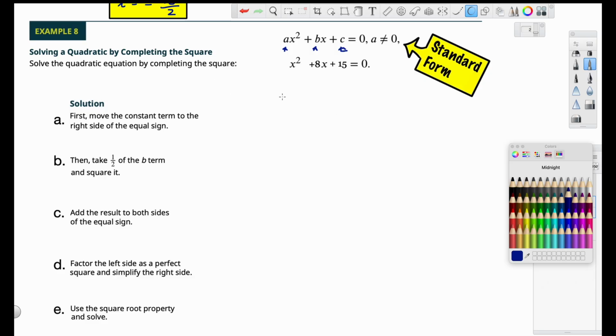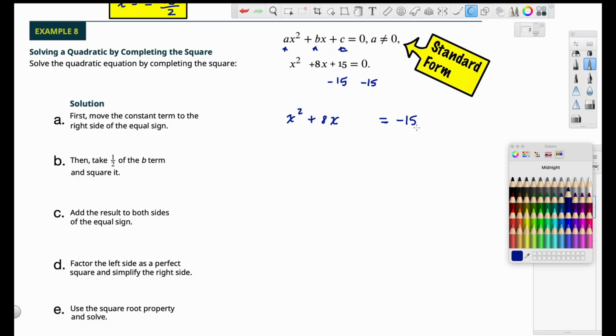So we're given an equation, x squared plus 8x plus 15 equals 0, and I have the steps right here for completing the square. First, move the constant term to the right side of the equal sign. So we're going to subtract the constant term, 15, and put it on the other side. So now we have x squared plus 8x equals negative 15.